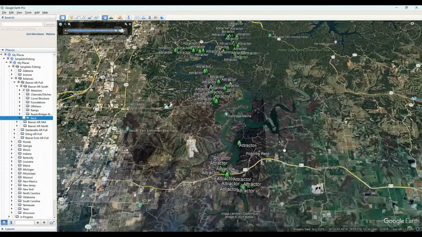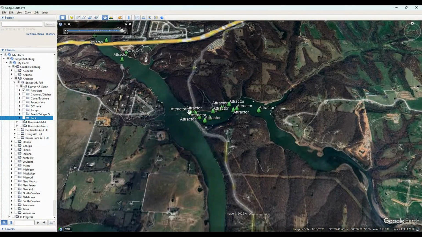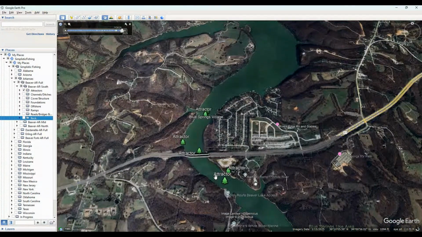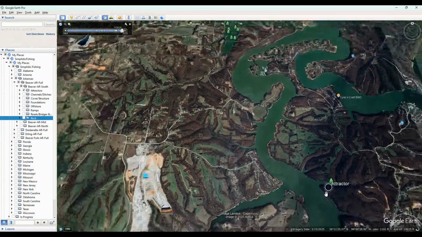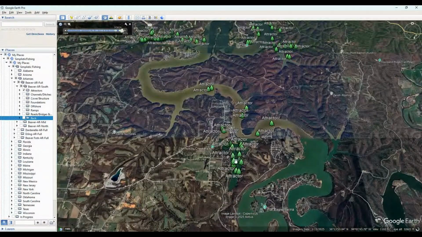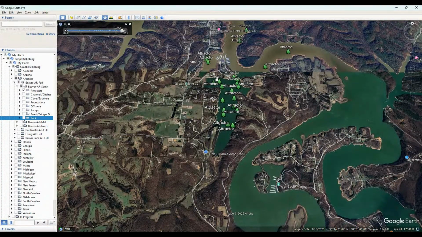You can see here, if I go down to Highway 412, we've got a ton of fish attractors right in this area. We've also got a few as you go up the river. And then as you come in here, just random fish attractors. We've got them all throughout this whole area, a whole bunch right in here. This is probably going to be a pretty good area. I like the fact that you've got all these fish attractors here.